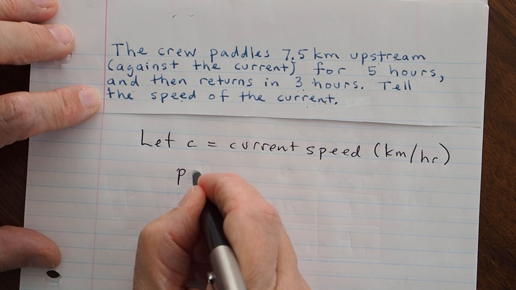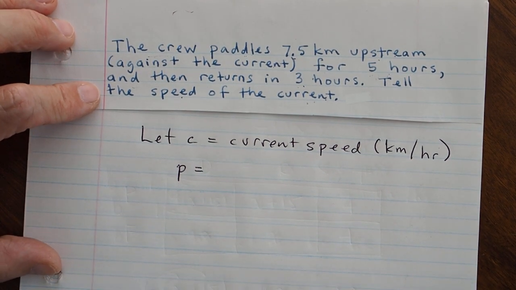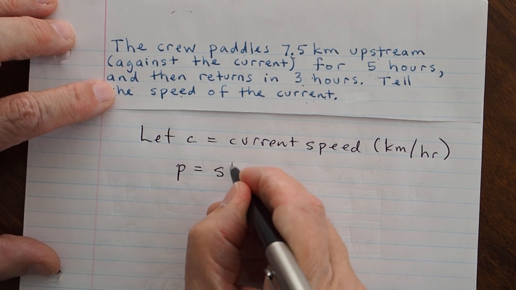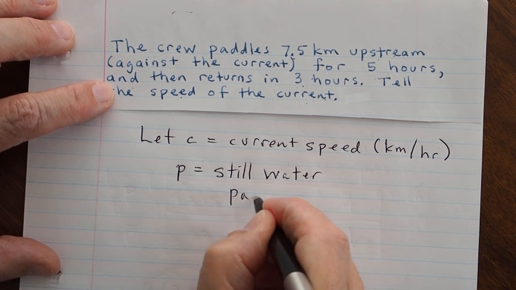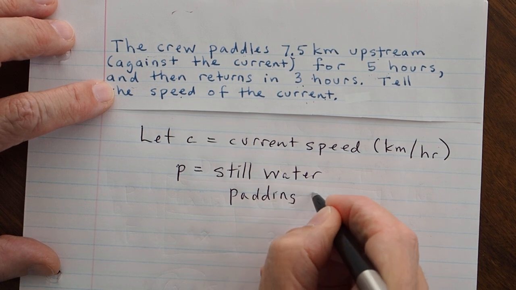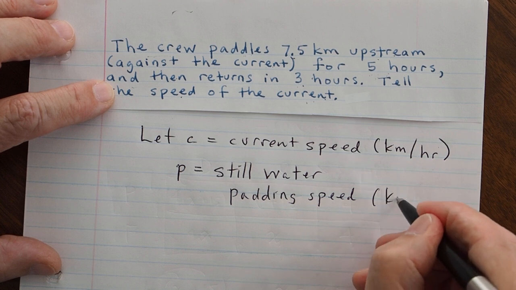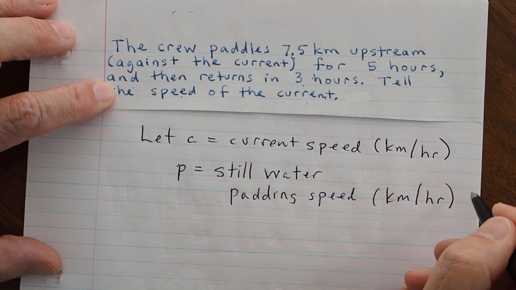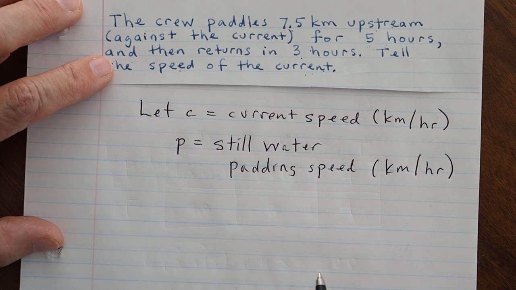And lowercase p will be the normal paddling speed this crew is capable of in still water. So this is going to be still water paddling speed. All right, and that is also going to be in kilometers per hour. You'll see very shortly why we had to take the time to define these variables.